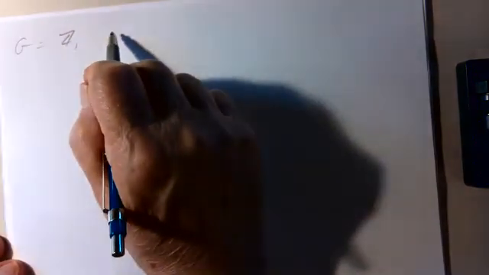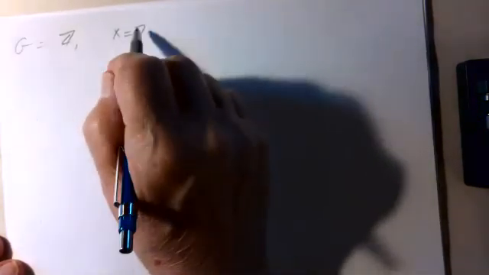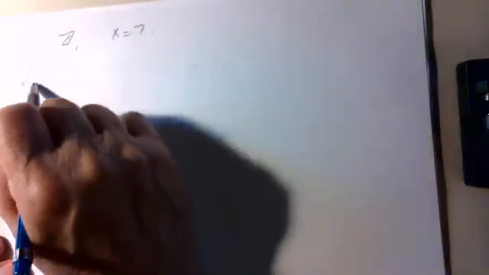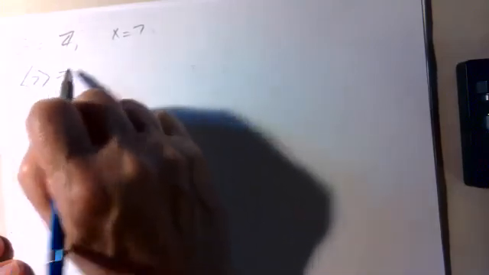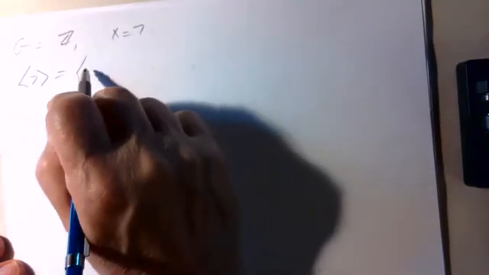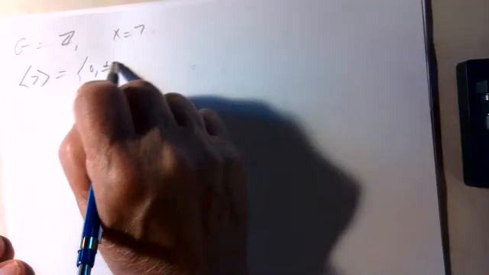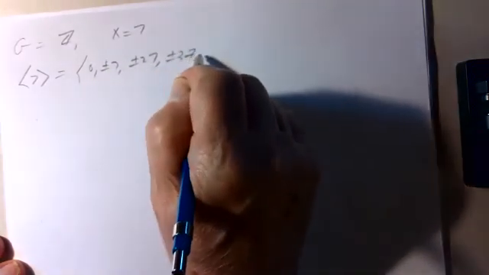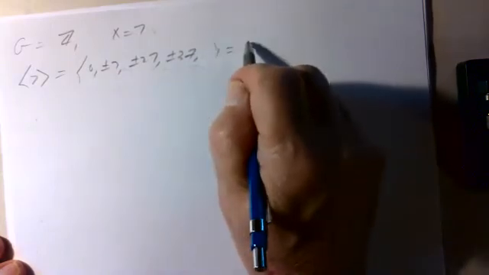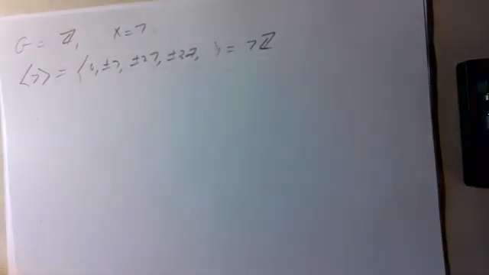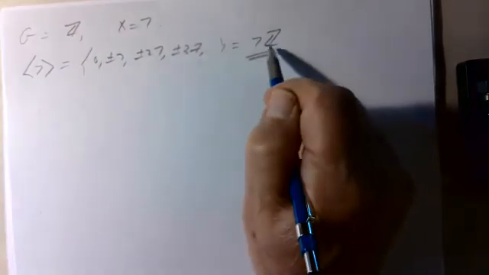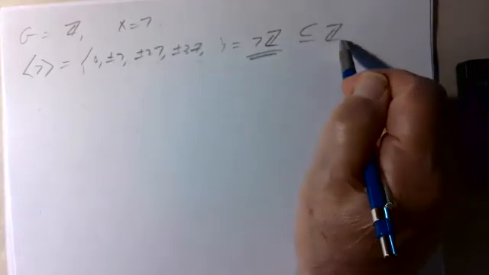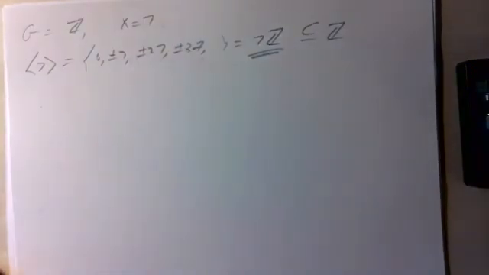Suppose I take G to be the integers and X to be the number 7. What is the subgroup generated by 7? It's just a set of all multiples of 7, or 7Z. So this subgroup of Z is the subgroup generated by 7.